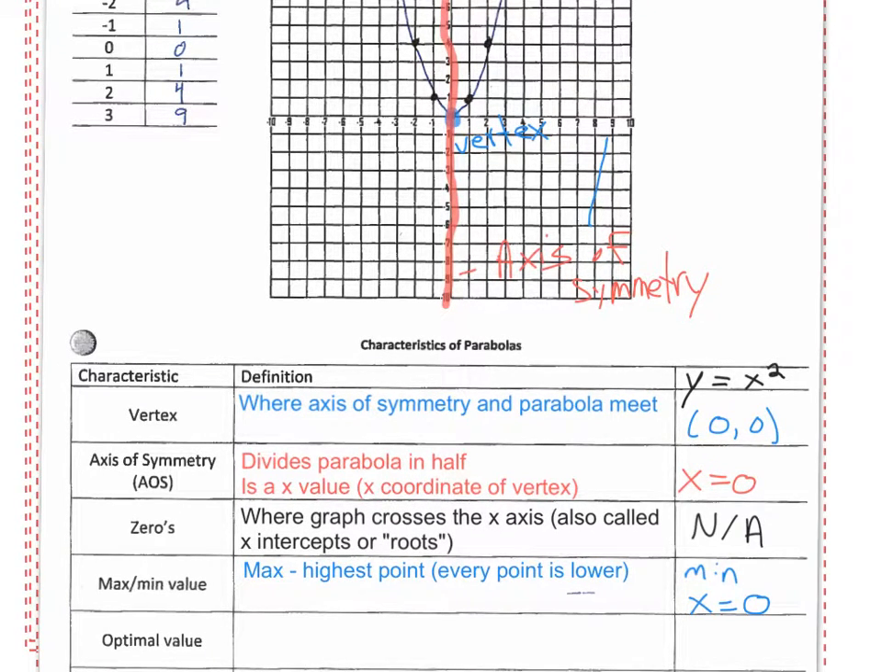Just a reminder that we know the max or min value is also the x value of our vertex. The optimum value is just the y coordinate of the vertex. So easy enough. We know our vertex is at (0, 0), and our y coordinate is 0. So our optimum value is 0.